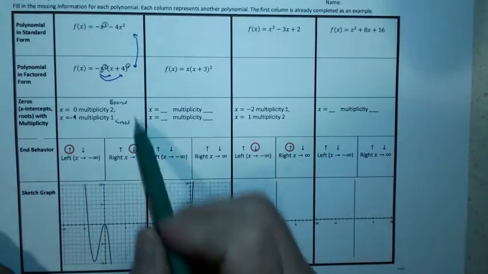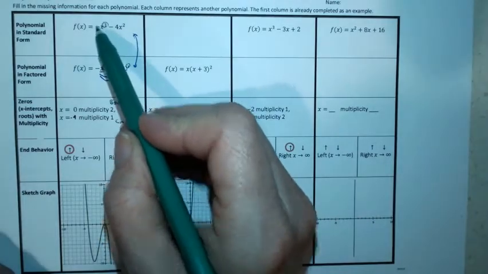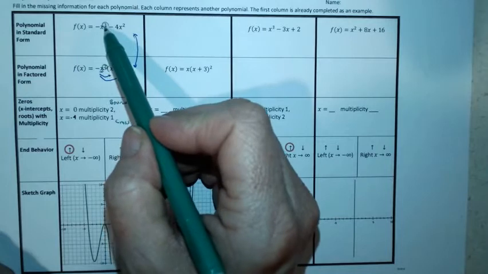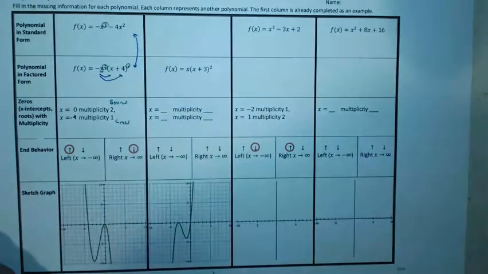This tells me that my right side goes down because it has a negative leading coefficient. My left-hand side would go up because it's an odd function. An odd function would do the opposite thing as the right-hand side. And then here's my graph down here.